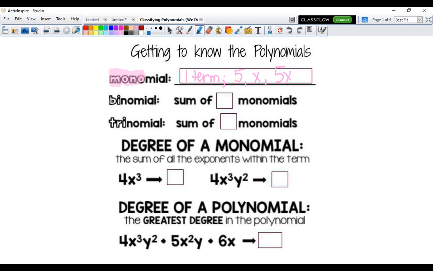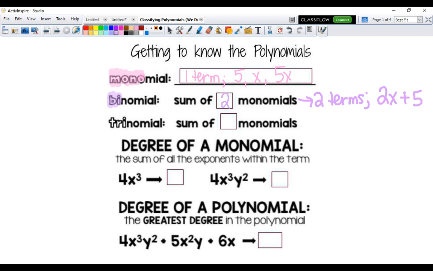So when you think of the word binomial, the base word is bi. So when you hear bi, hopefully you think of 2, because that's what a binomial is. It's the sum of 2 monomials, meaning it's basically 2 terms. And so when we say 2 terms, I mean 2x plus 5. I have a term of 2x, and then I have a term of 5. Notice it's separated by a plus sign, because terms are separated by plus and minus signs.